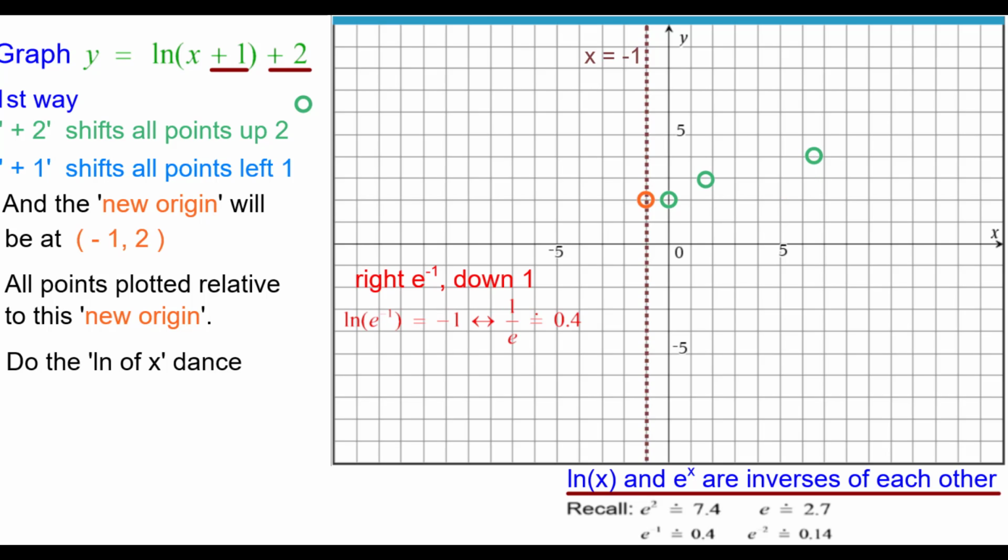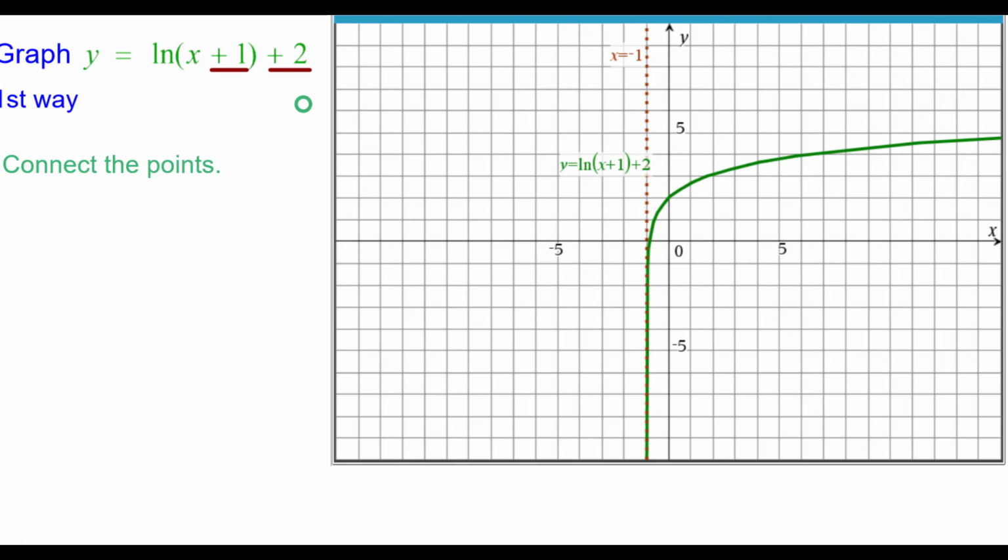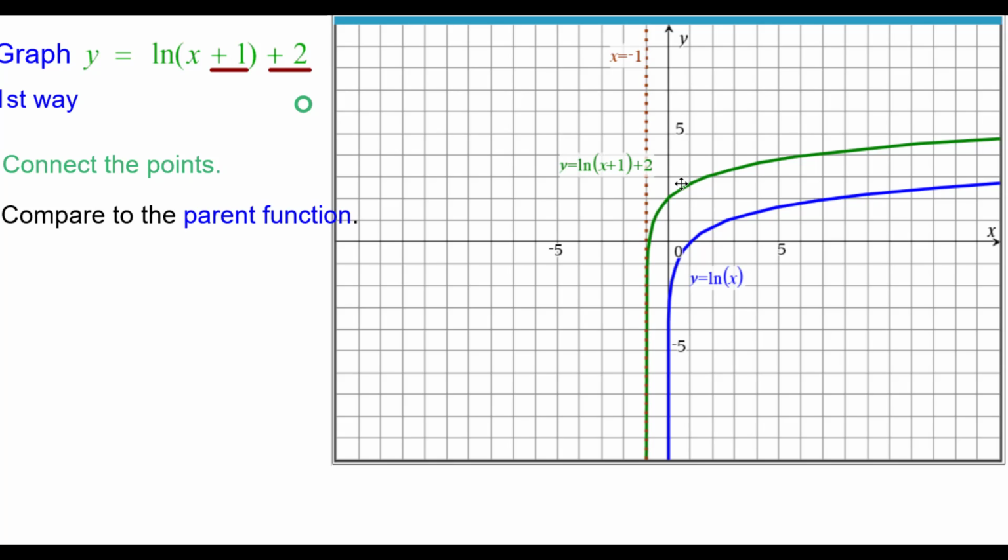Right e to the -1 down 1. Natural log e to the -1 is -1, and the reciprocal of e is 0.4. And right e to the -2 down 2. Natural log of e to the -2 is -2, which is the reciprocal of e squared. So 0.14 down 2 from that new origin. We can go ahead and connect the points using the asymptote as a boundary line. And this is our graph right here. Compare it to the parent function, and you can see that it's been shifted up 2 and shifted left 1.